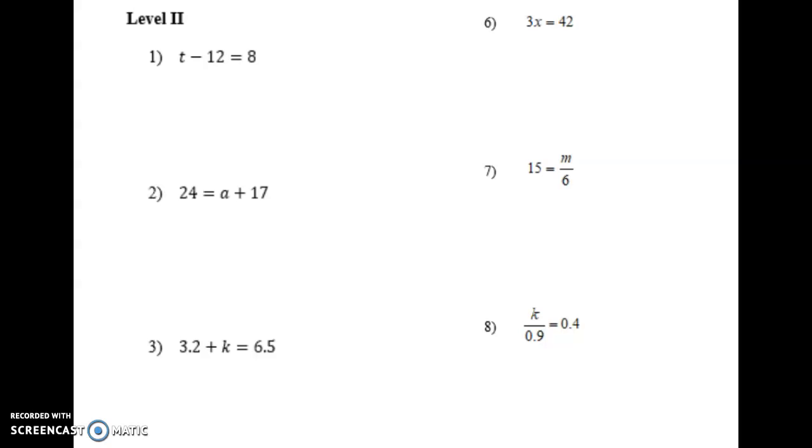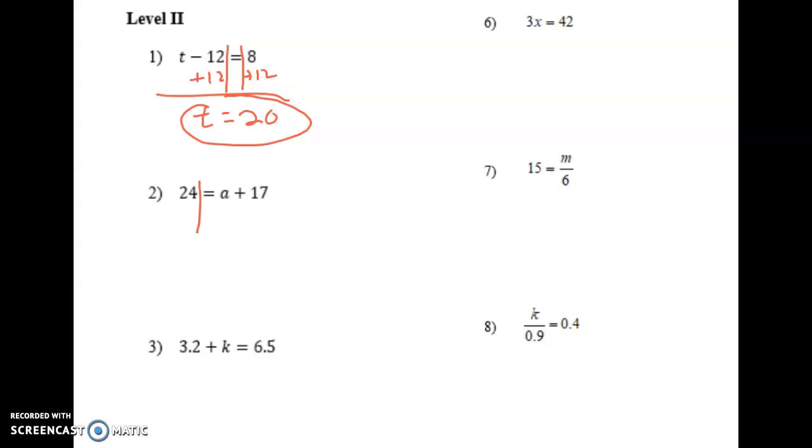All right, let's look at level 2. It says t minus 12 equals 8. Let's draw my wall. The opposite of subtracting 12 is adding 12. Adding 12 to both sides. The 12s cancel, become 0, so I'm left with t equals 8 plus 12 is 20. And if I check, 20 minus 12 gives me 8.